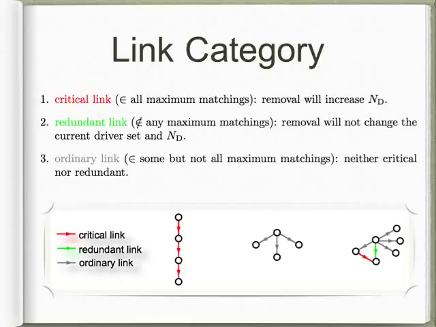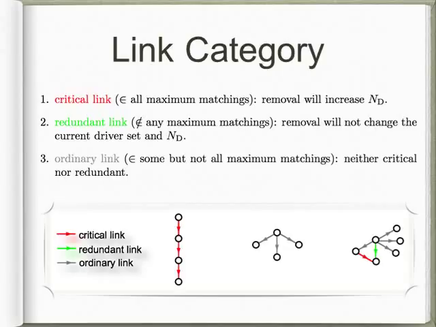The second type of links are called redundant. They belong to no max matchings. You can safely remove them. This will not change the driver node set. This will not increase the number of driver nodes. For example, in this network, this link is redundant. You can remove it, but the system can still be controllable using the same set of driver nodes.